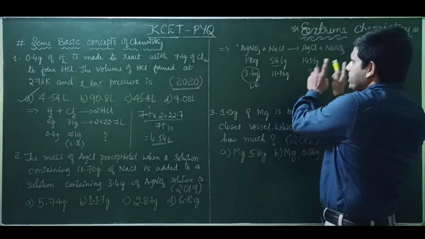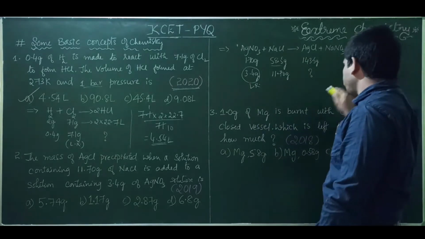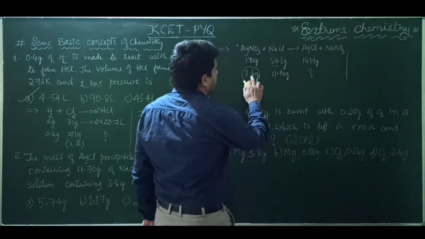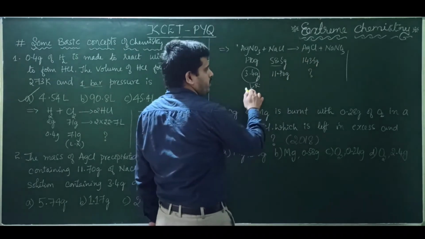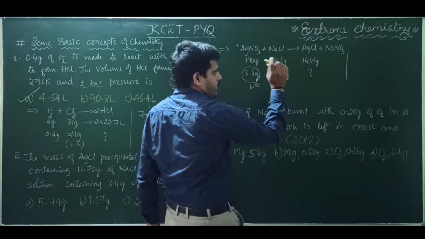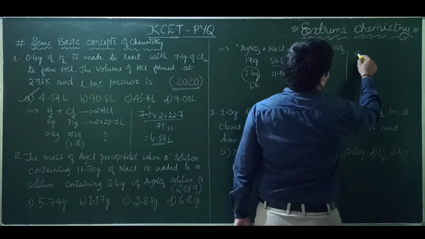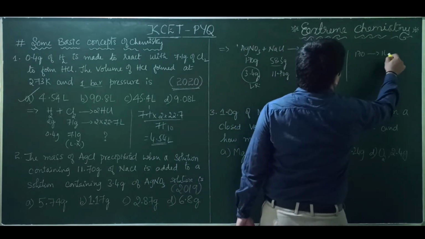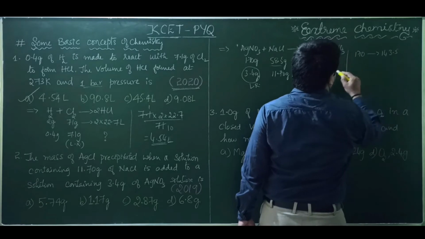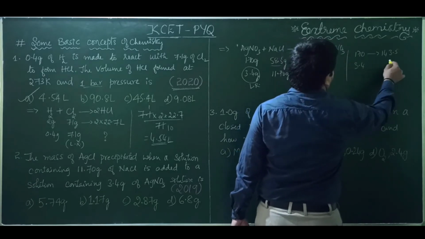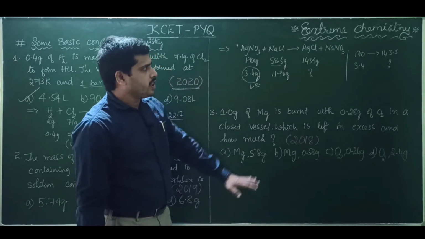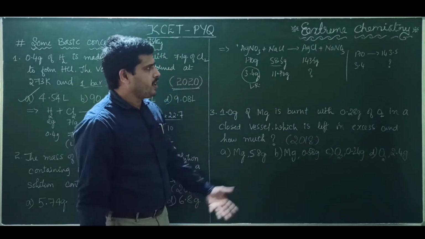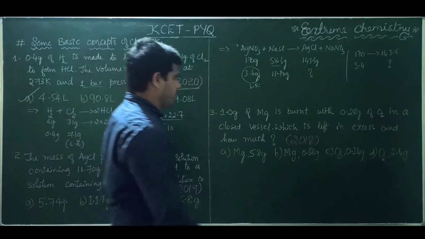Now product formation depends on silver nitrate. So how to compute it? Just observe here, I'll be taking 170 gram and 143.5 gram, then 3.4 gram gives how much? So it is 170 giving 143.5, right? So 3.4 how much? So multiply it, 3.4 into 143.5 divided by 170, and that will be your answer.